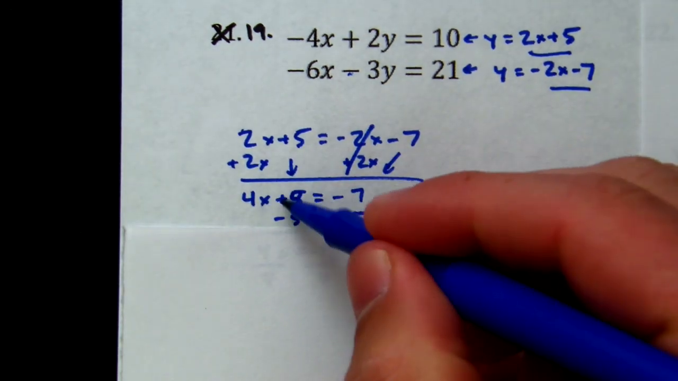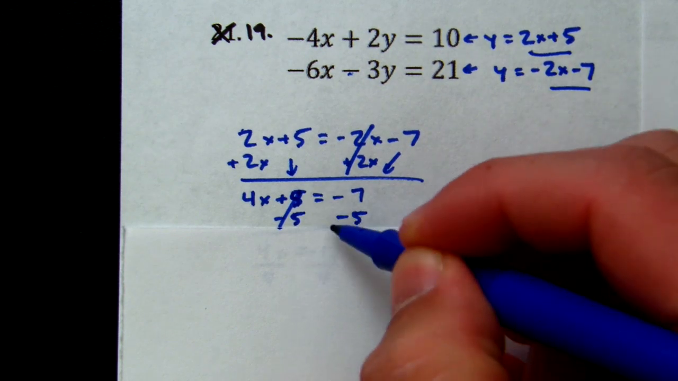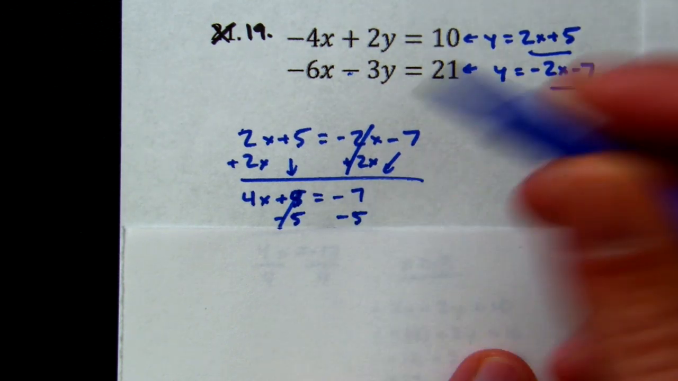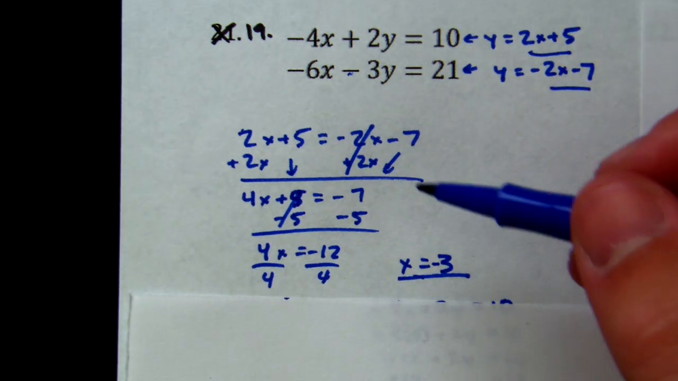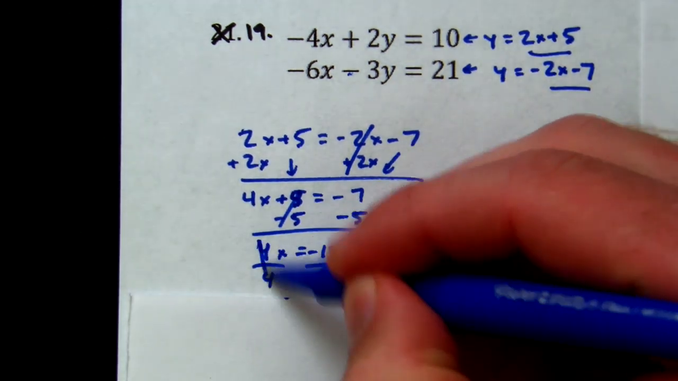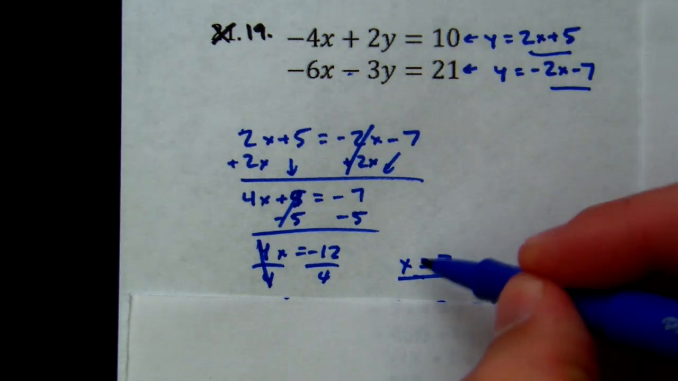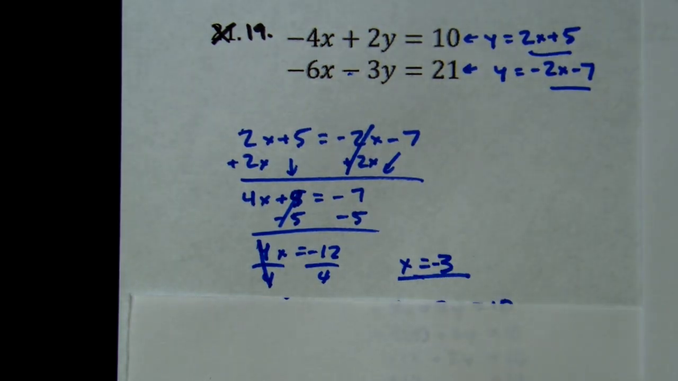We need to get this 4x by itself, so we need to subtract 5 from both sides. It cancels here. Negative 7 minus 5 gives us negative 12. So 4x equals negative 12. We divide by 4. Negative 12 divided by 4 gives us negative 3. And that is our x value.